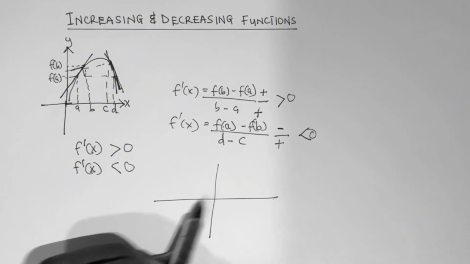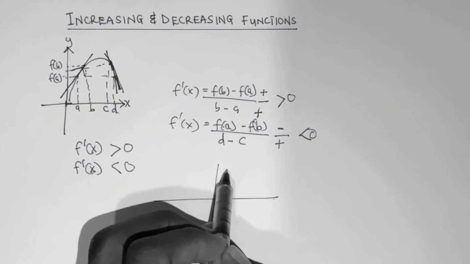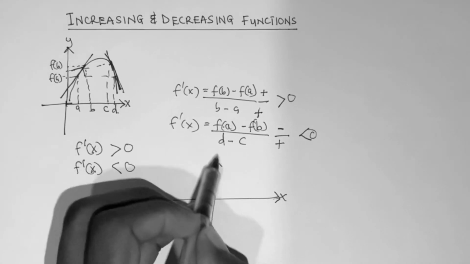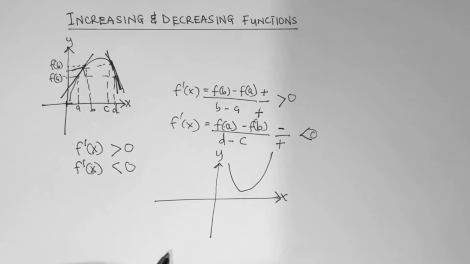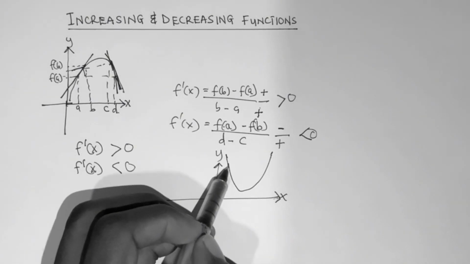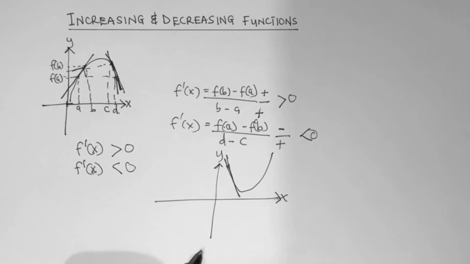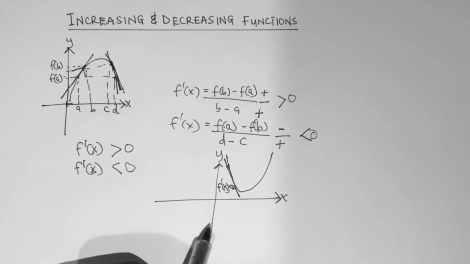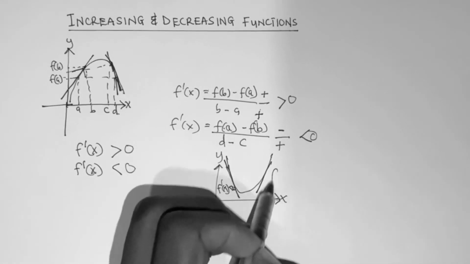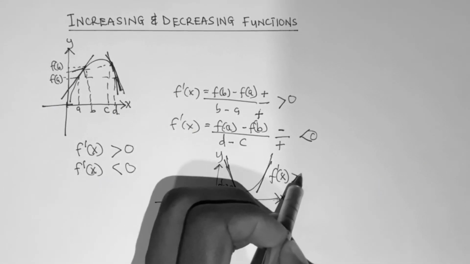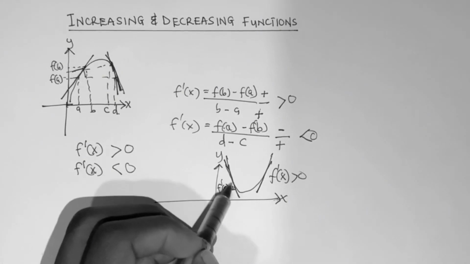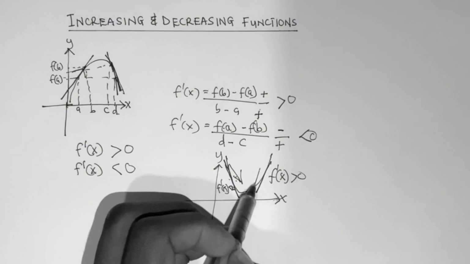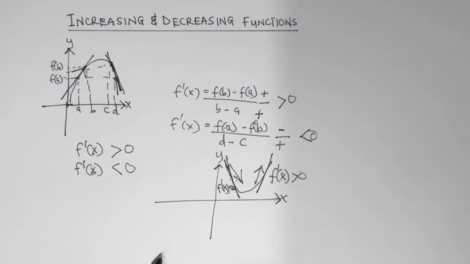Let's assume we have this graph. So x is here, and then here's y, and then we have a graph like this. You see that at this point of the graph, if we find the tangent here, f prime of x is going to be less than 0. But if we find the tangent here, f prime of x is going to be greater than 0. So the function is decreasing in this interval, but it is increasing in that interval. So this is the whole idea behind increasing and then decreasing functions.